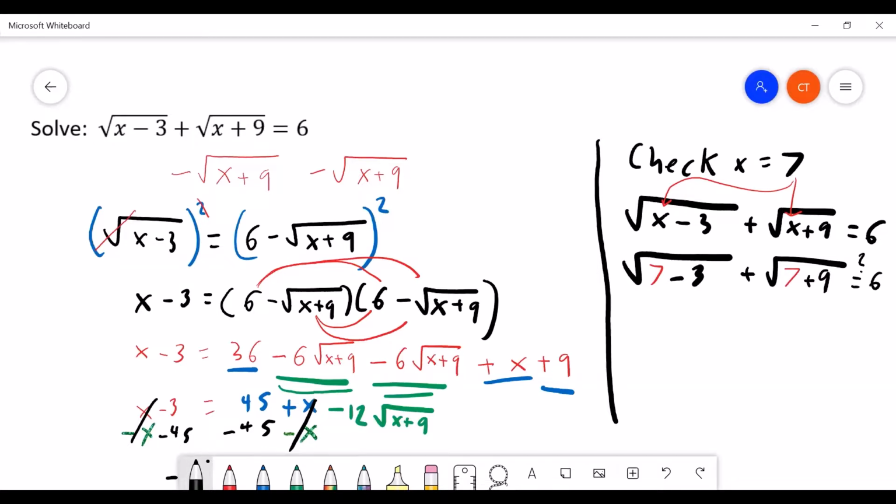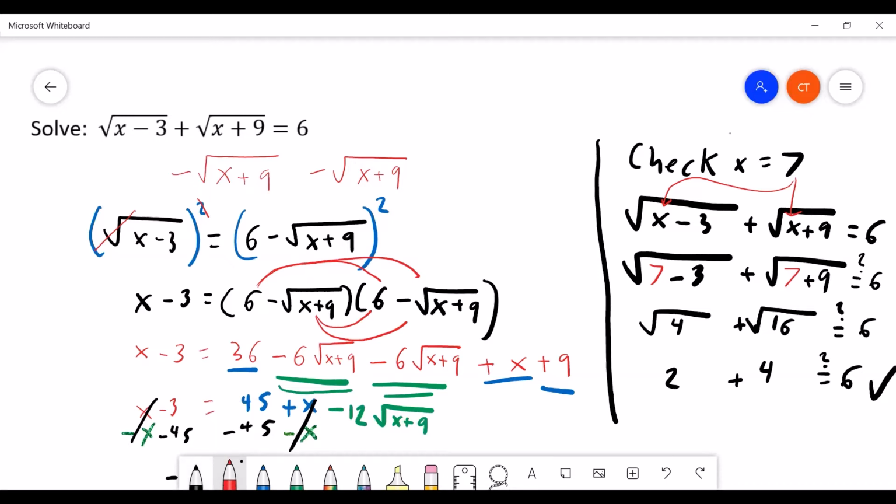Well, the square root of 7 minus 3 is the square root of 4, and the square root of 4 is 2. We're adding that to the square root of 7 plus 9, which is the square root of 16, which is 4. So the question is, does 2 plus 4 equal 6? Yes, it sure does. That means that x equals 7 really does work. It is your final answer to the problem.